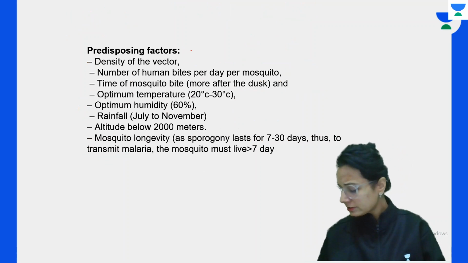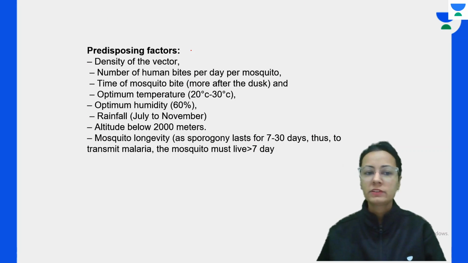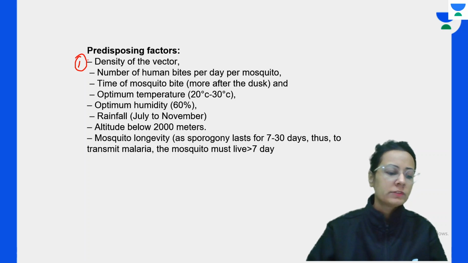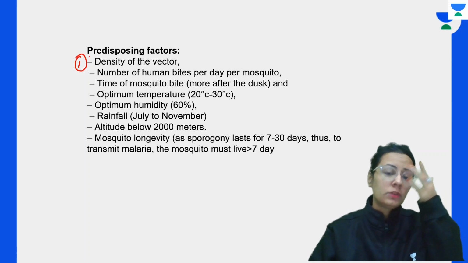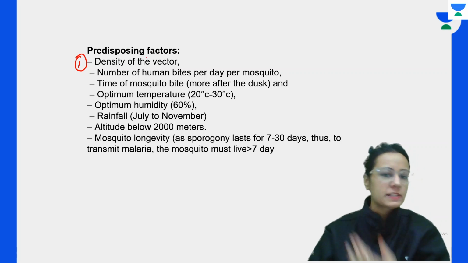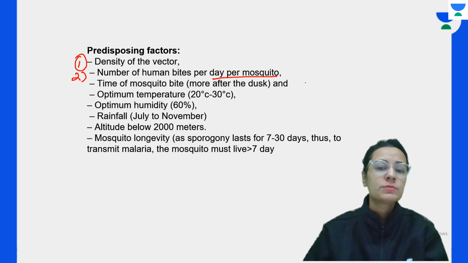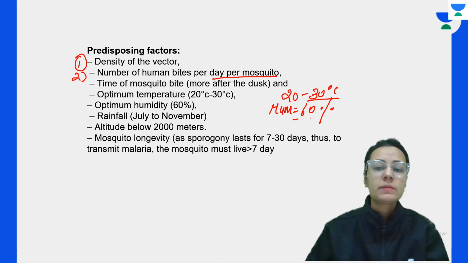Then what are the predisposing factors for malaria? First is the density of the vector. The more the density, the more the load, and the more the clinical symptoms. Then the number of human bites per day per mosquito, and the time of the mosquito bite, which is mostly after dusk. Optimum temperature is 20 to 30 degrees Celsius. Optimum humidity is up to 60 percent.